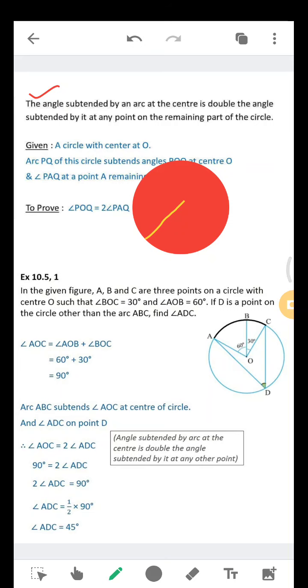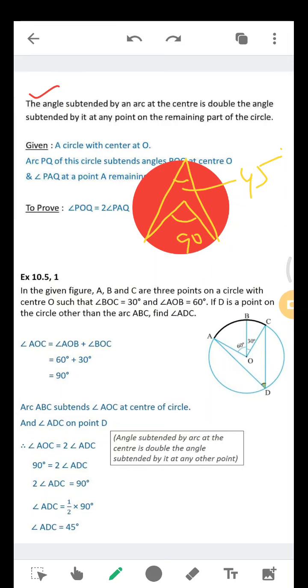Suppose this arc makes an angle at the center like 90 degrees, then the angle made by this same arc in the remaining part of the circle will be half of this. This will be 45 degrees. If this is 90, this will be 45. This angle will always be double of this angle, or I can say this angle is always half of this angle. So we'll apply this concept.